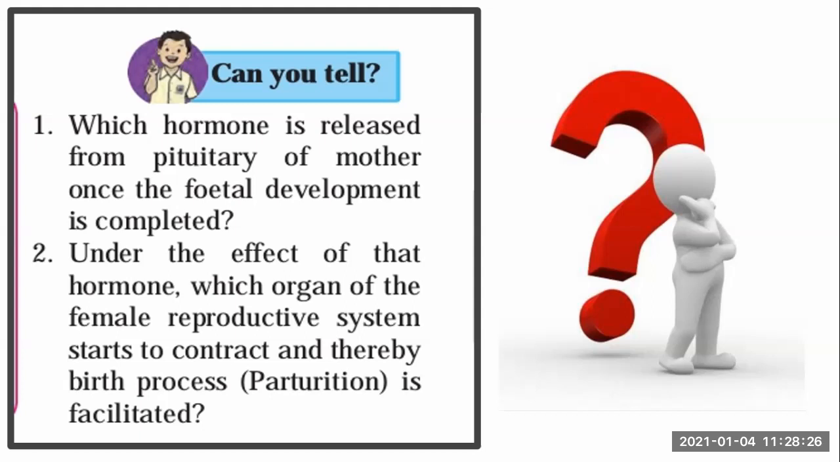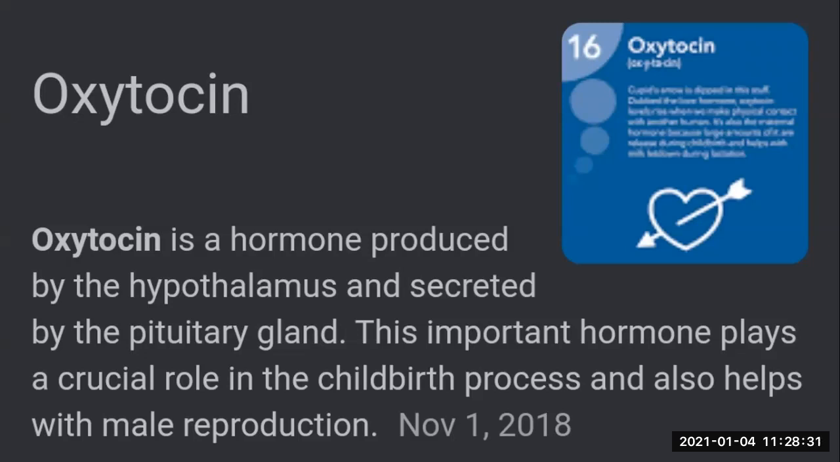So the answer for these two questions. My first question is about which hormone is released. The hormone is oxytocin, a hormone which is produced by the hypothalamus and secreted by the pituitary gland. We have seen this on the latest Saturday, how the endocrine system acts. It's a ductless system. The hypothalamus, then the pituitary gland. This pituitary gland controls such kinds of hormones, and the important hormone plays a crucial role in childbirth, that is oxytocin, and also helps with male reproduction.